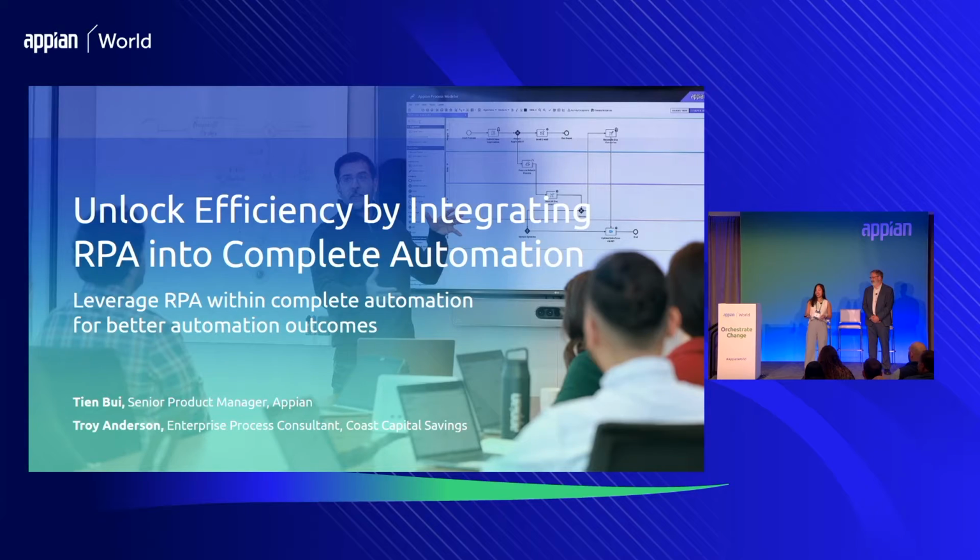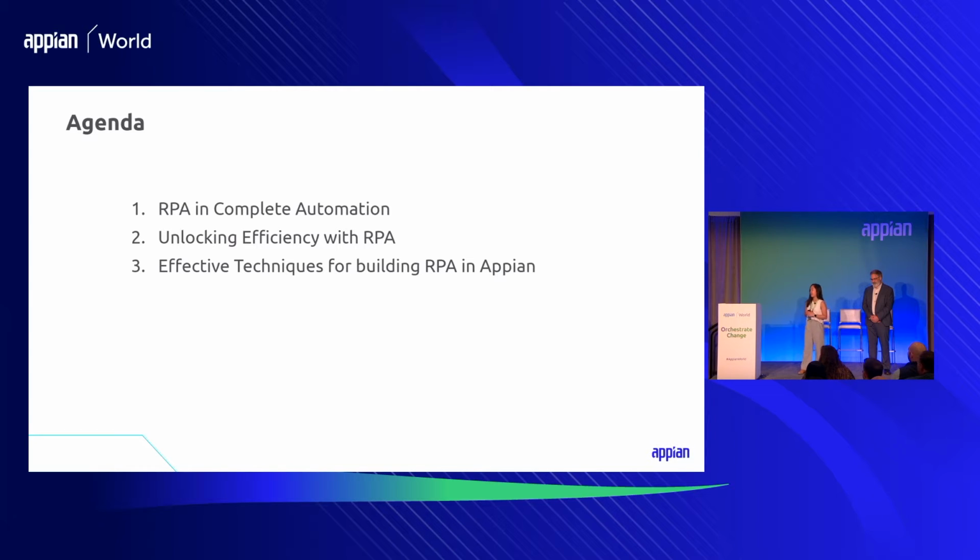Thank you. All right, so here's a sneak peek at what we're going to talk about today. First, how RPA fits into our complete automation strategy. Second, unlocking efficiency with RPA. When should you use it? And then lastly, I'll go through a few techniques, recommendations on how you can best leverage RPA in Appian.